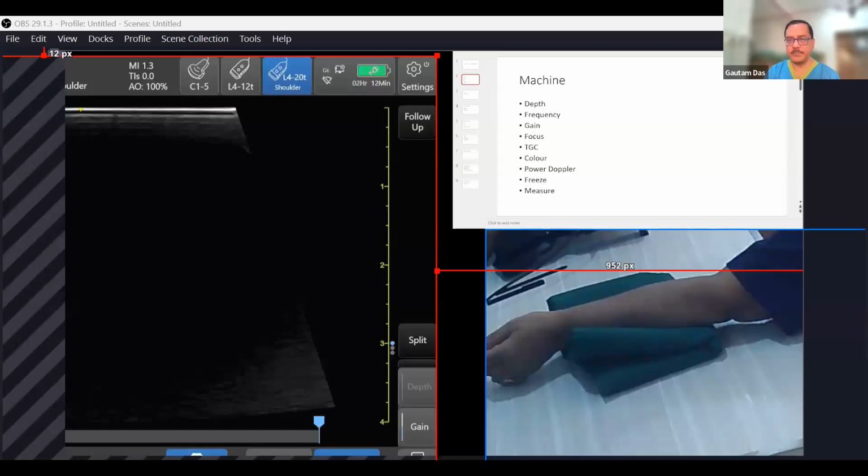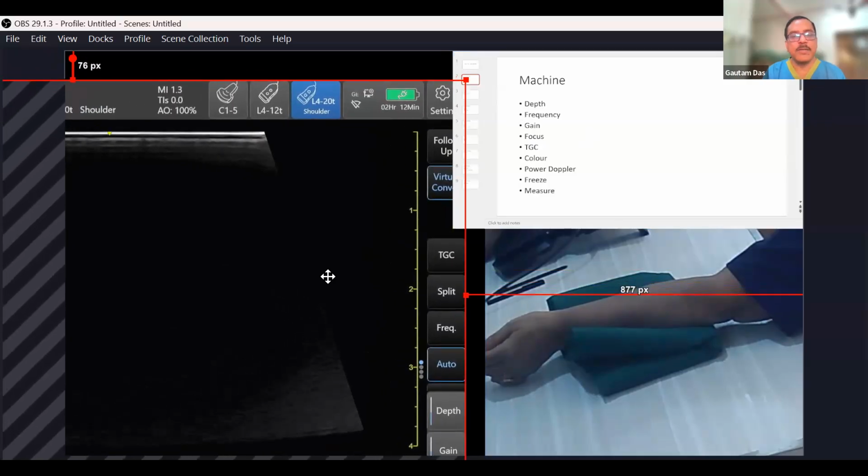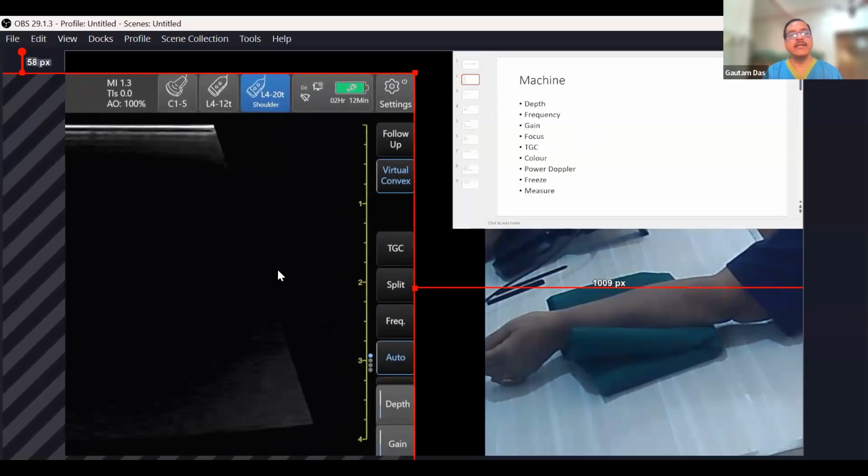My screen is visible? Yes, sir. Okay, thank you very much. So the other few things I'll be showing you. One is the depth. This is the ultrasound screen I am showing here. And you see on the right hand side, this machine I am using here is a touchscreen machine. So everything is on the screen. You can touch there and you can change things.